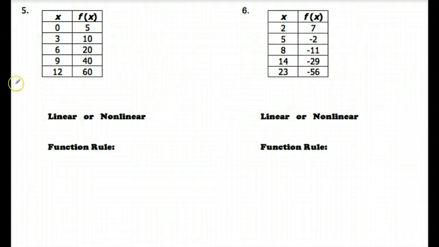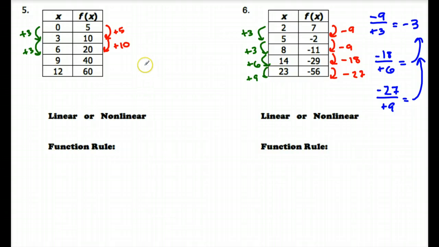Okay, the last two tables, 5 and 6, I want you to do the same thing I did for 1 through 4. Just go ahead and find out whether or not the rate of change is constant for each of these tables here. If it's constant, you know you have a linear function. If it's not constant, you have a nonlinear. So go ahead and pause the video, try that, and then click play to check your answers.